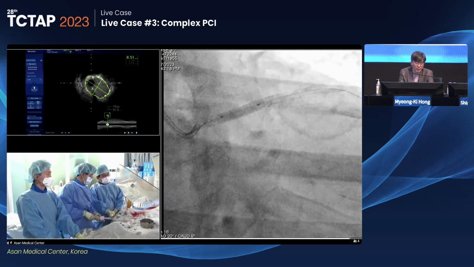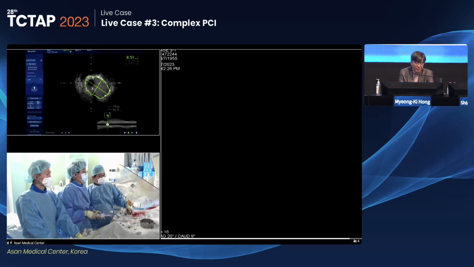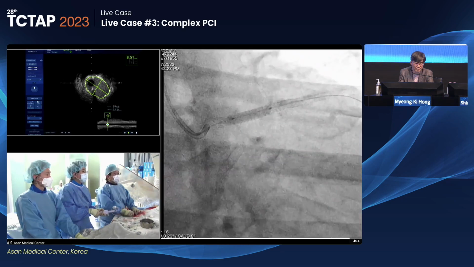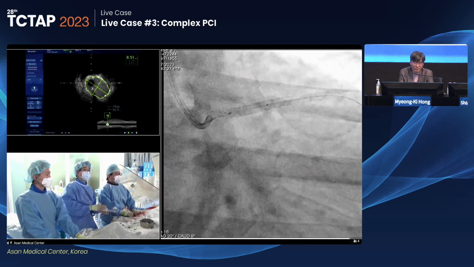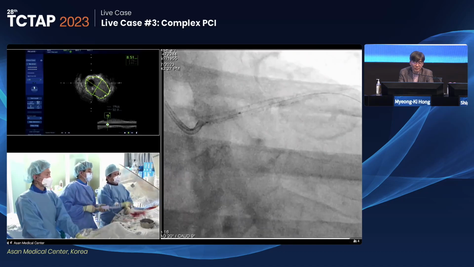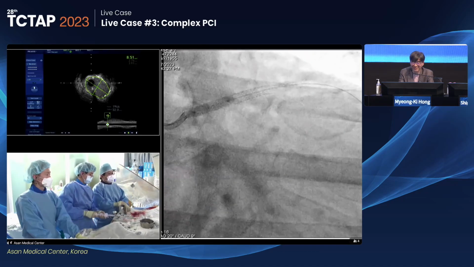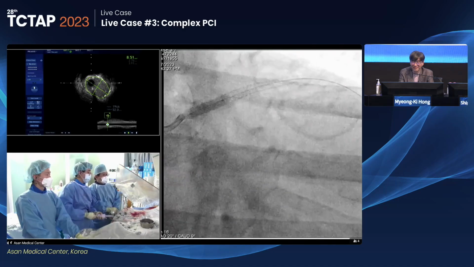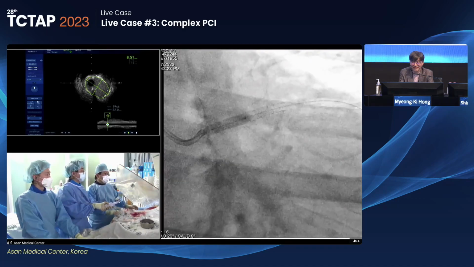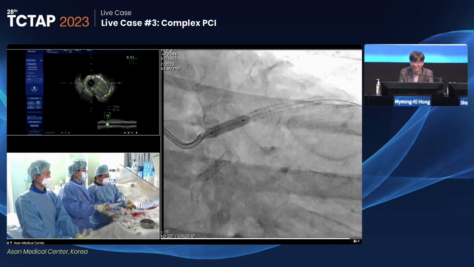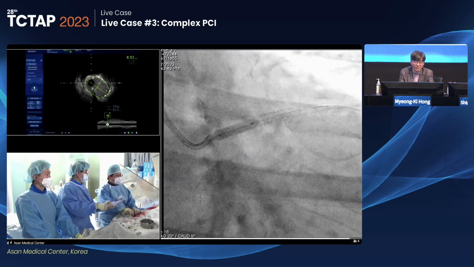18. 20. Deflation. You can see there was a little waist on that balloon. 20. So 22, 24. 24. Around 10 this time. Okay. No waist. Deflation.